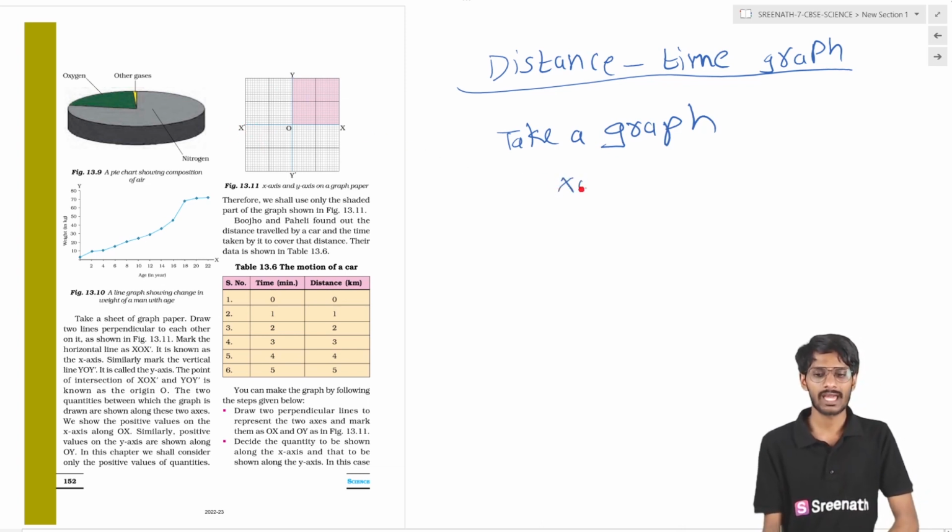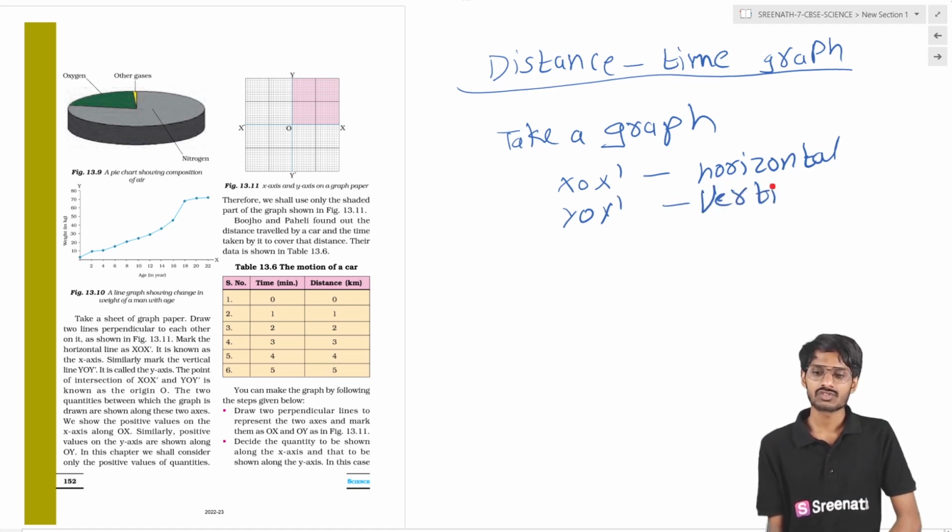One is XOX', which is horizontal, and you have to draw YOY', which is vertical. The point of intersection of these two lines, we call it the origin O, friends.